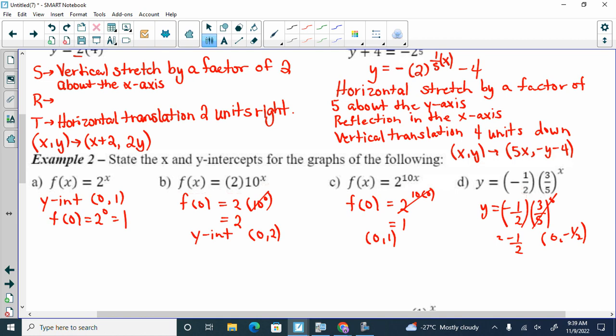Now, what are the x-intercepts of all of these? Nothing. Why? Because of the asymptote. The asymptote is on the x-axis. So I have plus 0 at the back for my vertical translation. I have an asymptote on my x-axis. I have a plus 0, plus 0, plus 0. There are no x-intercepts.